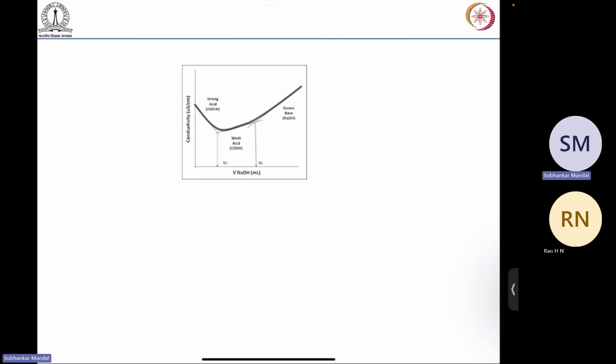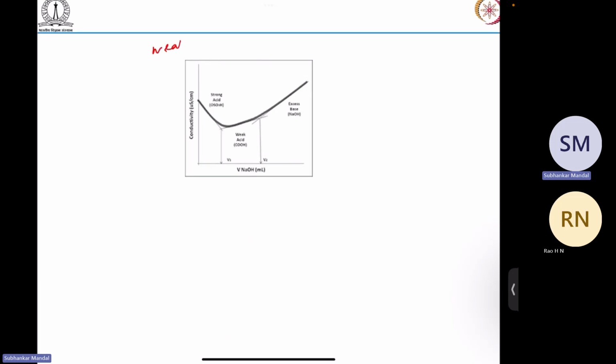So now the question. This is one example of a weak acid and strong base. This is the example. Now why is this kind of nature there? Can anyone tell why this kind of behavior occurs?